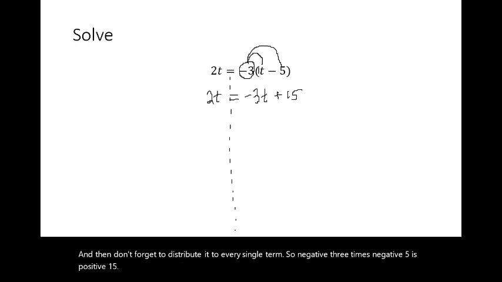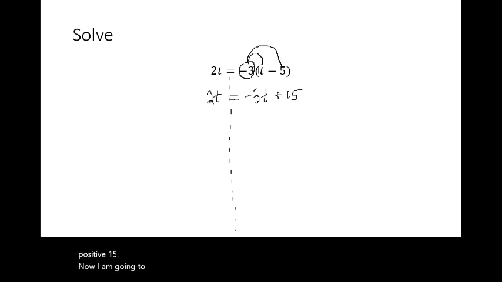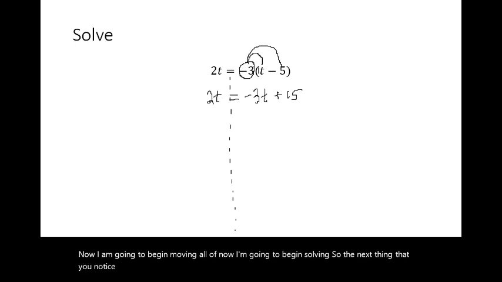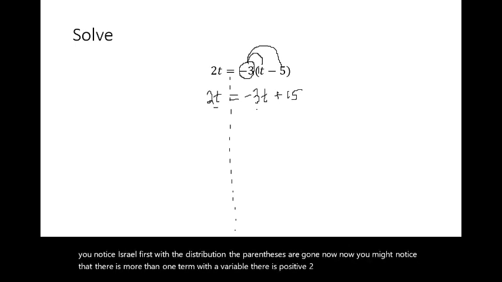Now I'm going to begin solving. So the next thing that you notice is, first with the distribution, the parentheses are gone now. Now you might notice that there is more than one term with a variable. There is a +2t over here on the left and a -3t over here on the right.